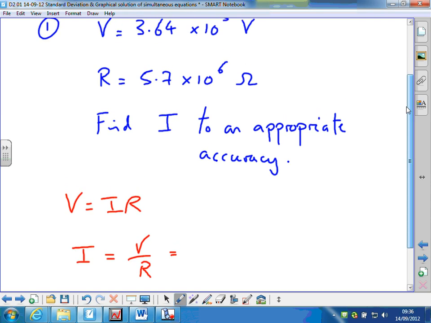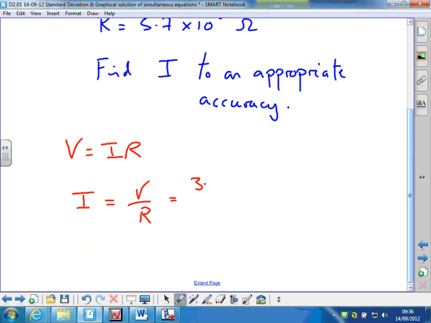V, which is 3.64 times 10 to the 3, over R, which is 5.7 times 10 to the 6. Before we do this on the calculator, a good idea is to have an idea whether we expect a large or a small answer, so we know what to expect when we do the calculation. Dividing a voltage of that by a resistance of that, what would you expect, large or small current? Small current, yes, because that's about 5.7 mega ohms, 10 to the 6.